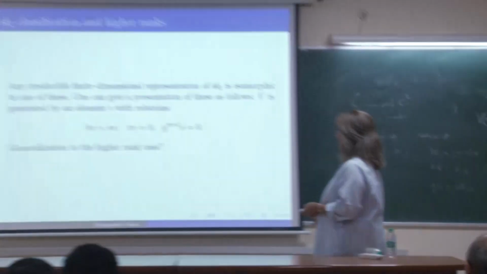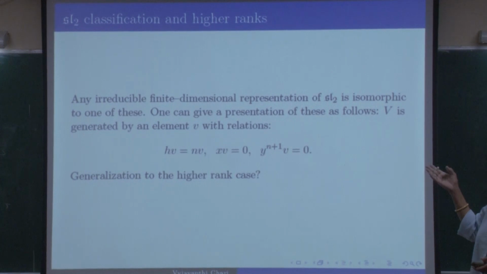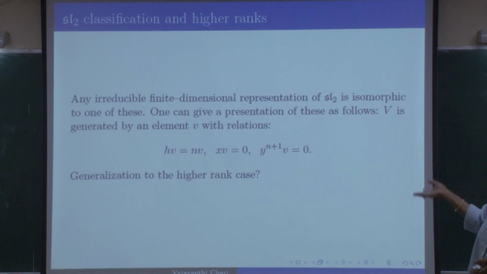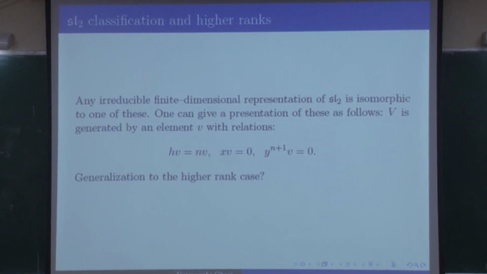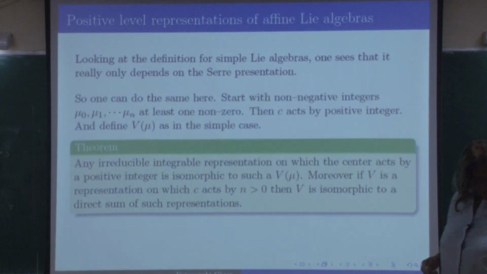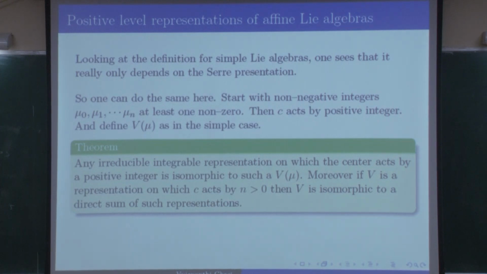So the presentation in the case of SL2 is that it's generated by an element which has eigenvalue n for the H action, which is killed by X, okay, and a sufficiently high power of Y kills it, local nilpotence for that element. Okay. And then you can prove that this module is irreducible and has dimension n+1 and is given in this way. Okay, in the higher rank case, how do you modify this? In the higher rank case, you don't expect to write down anything so explicit. So you just give a presentation.